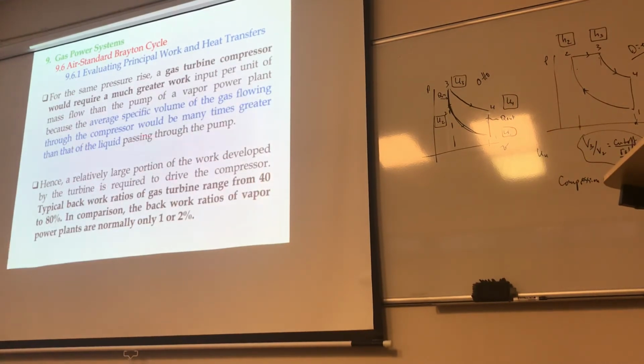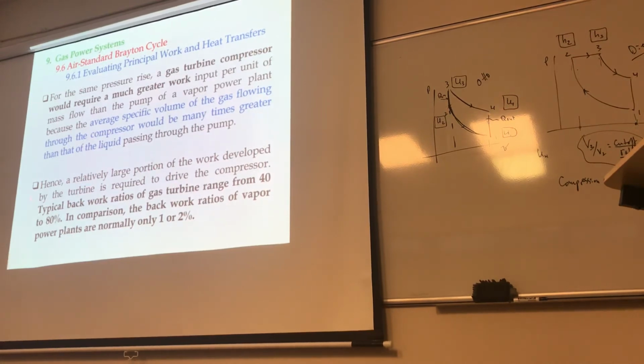In fact, I have some numbers here. It says for the same pressure rise, the gas turbine compressor would require a much greater work input per unit mass flow than the pump of a vapor power plant, because the average specific volume of a gas flowing through the compressor would be many times greater than that of the liquid passing through. Okay, this average specific volume, you see, water versus vapor. Vapor is going to have a larger specific volume, volume per unit mass. Hence, a relatively large portion of the work developed by the turbine is required to drive the compressor.